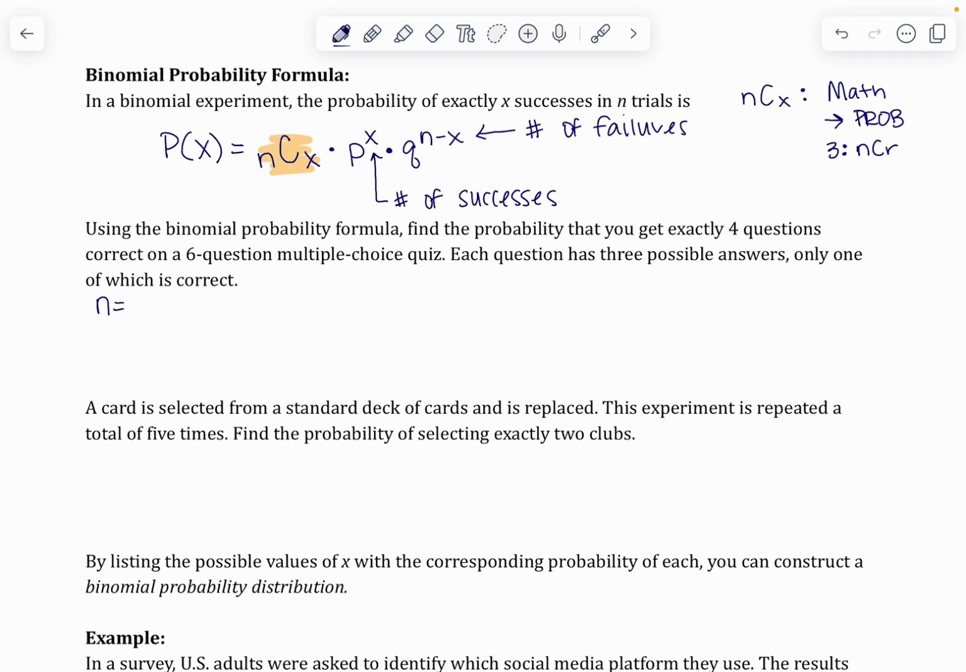So n, how many questions do we have? We have 6. The probability of getting a question correct, it says that we have 3 possible answers, so it's going to be 1 out of 3. And q is going to then be 2/3. Now, on these two probabilities, we don't want to round, so we're just going to leave them as a fraction. Okay, we want to know exactly 4 questions correct, so that means our x is going to equal 4.